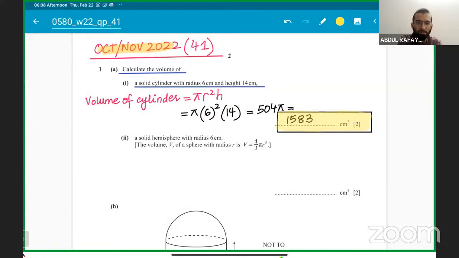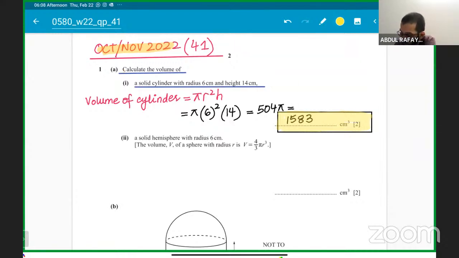Let's continue. As I said, we were discussing October/November 2022, Paper 4, Variant 1. Everyone can hear me, right, students? Are you following clearly? We're starting with question number 1, which is basically on mensuration of Paper 4, Variant 1.